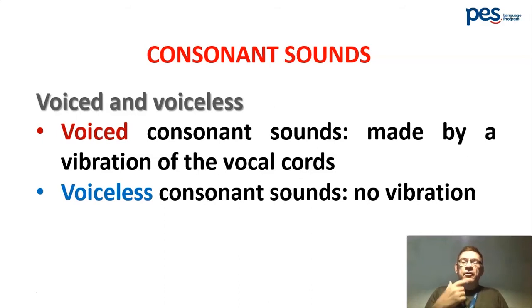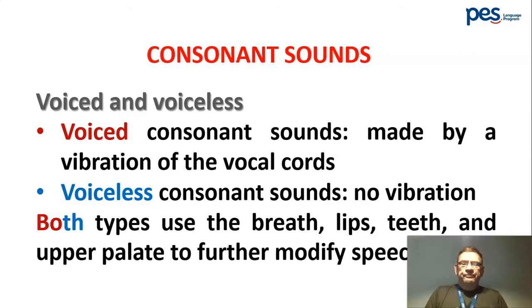Now, voiceless consonant sounds, there's no vibration. So I'd like you to say, for example, the word she. Let's remove E and just say sh with your hand here. Sh. There's no vibration. Okay, M. All right, so voiced, vibration; voiceless, no vibration of the vocal cords.